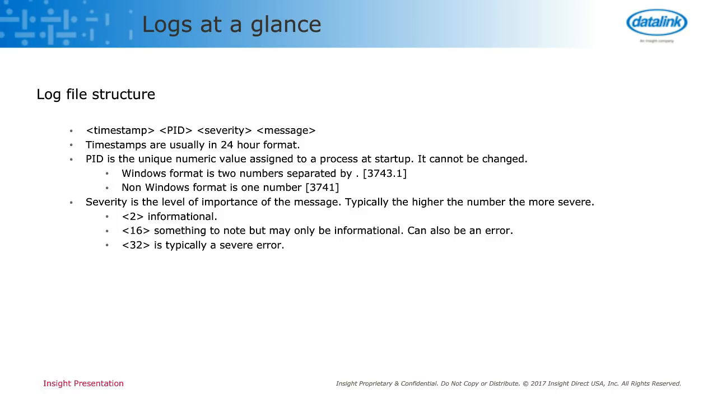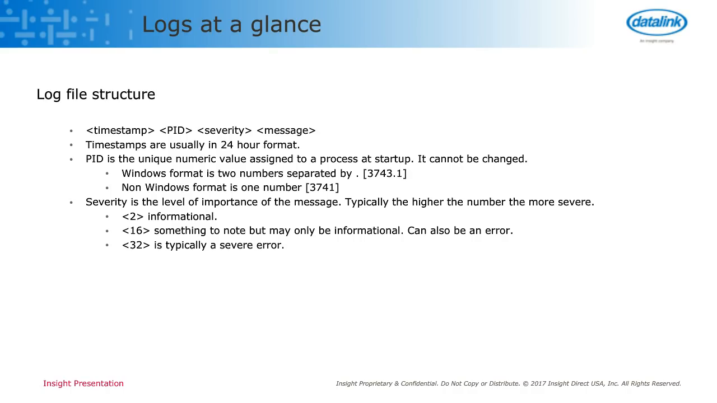The timestamps are usually in a 24-hour format, so it's using military time. The process identifier is the unique value assigned to a process when it starts up. And there's a difference between Windows and Unix. For Windows, you'll see that it is one number dot another number. For non-Windows, it's just going to be one number, but they'll both be the same in their delineation here with the brackets, so you can know what you're looking at.